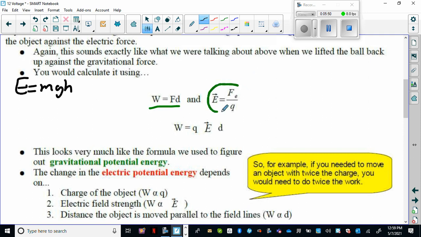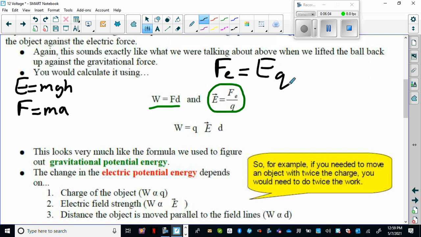Now, here's the formula that we learned in earlier lessons. Remember, this is just like F equals ma. This one is just Fe equals EQ, right? In F equals ma, the force is calculated by the mass of the object and the acceleration in that field. In Fe, the force is calculated by the charge of the object and the strength of the electric field that it is within.